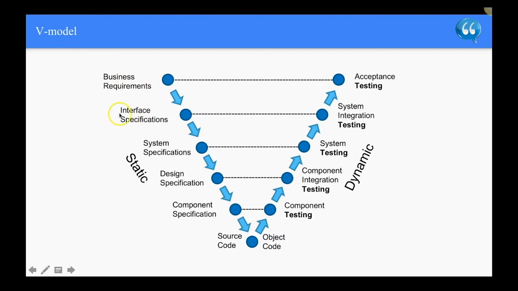After the business requirements, the interface specifications are related to the system integration testing. The system specification, which comes after the interface specification, matches with the system testing. So the testing correlates to that, and on and on. The design specification, component integration testing, component specification, component testing. So you see, there's loads of static testing. There's a chance, as early as possible, that the test is related to the requirements and the specifications.